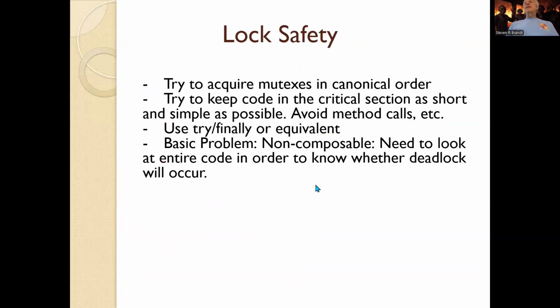So here are your keys to lock safety, right? Try to acquire mutexes in some canonical order. You need some way to decide which mutex should go first. You should try to keep code in the critical section as short and simple as possible. But you saw how easy it is to bring something else in, right? You do a print statement and poof, you've wrecked yourself. So try to keep it as short and simple as possible.